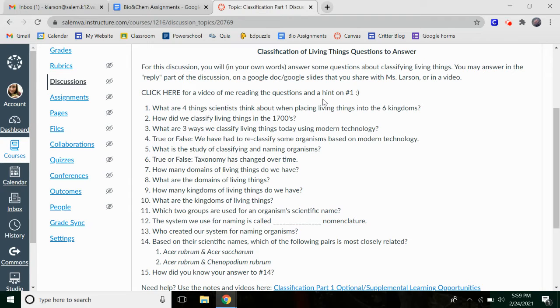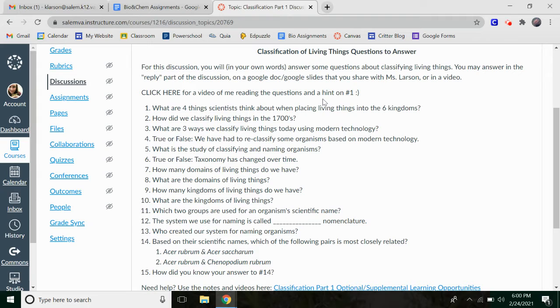Number four, true or false? We have to reclassify some organisms based on modern technology. Number five, what is the study of classifying and naming organisms? Number six, true or false? Taxonomy has changed over time. Number seven, how many domains of living things do we have? Number eight, what are the domains of living things? Number nine, how many kingdoms of living things do we have? Number 10, what are the kingdoms of living things?